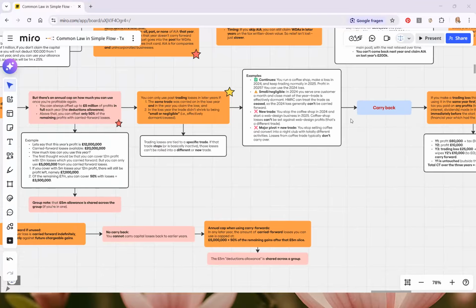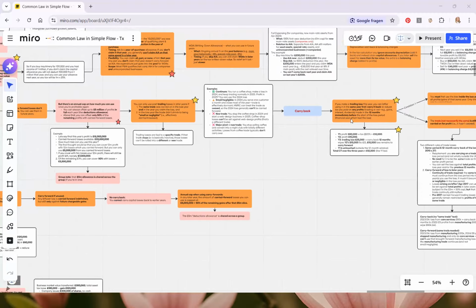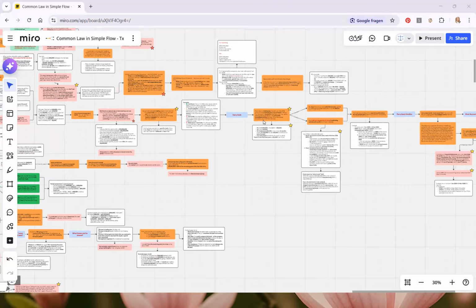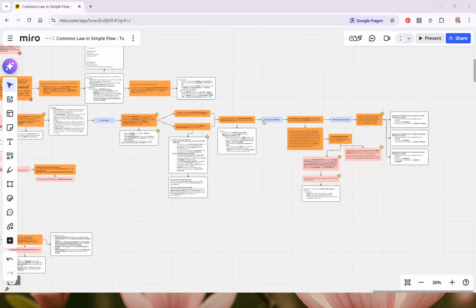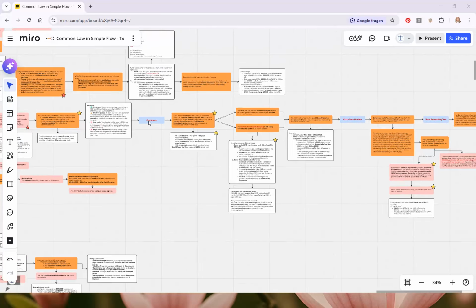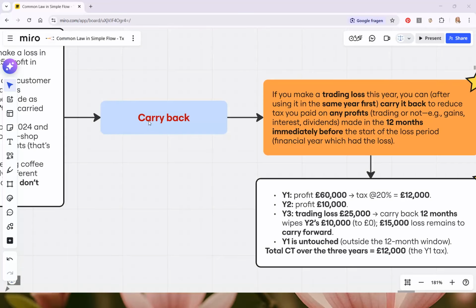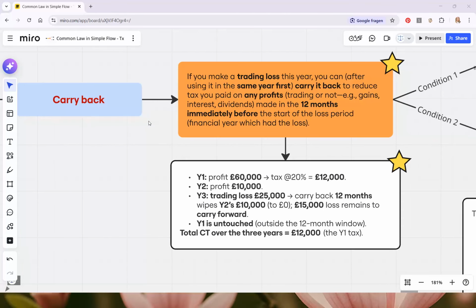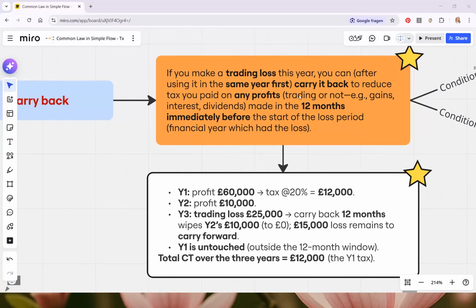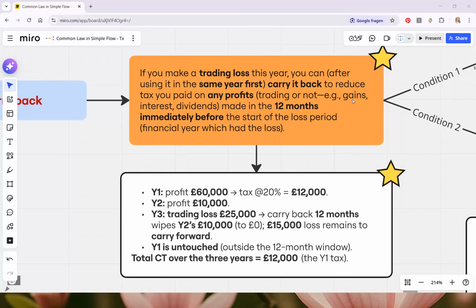So let's see what carry back means. It's a little bit long. This sounds like a vice versa of what we were talking about. So if you make a trading loss this year, you can, after using it in the same year first, carry it back to reduce tax you paid on any profits, trading or not.